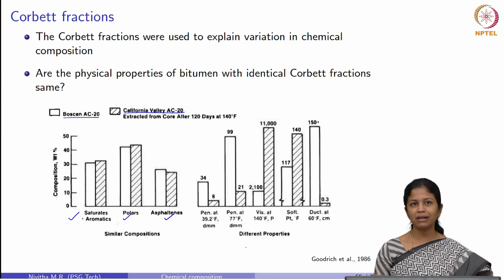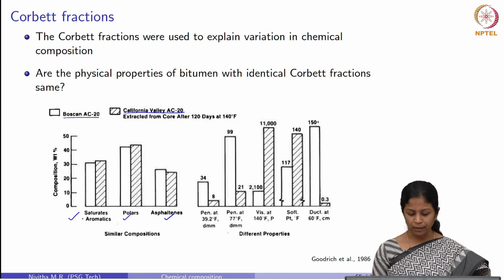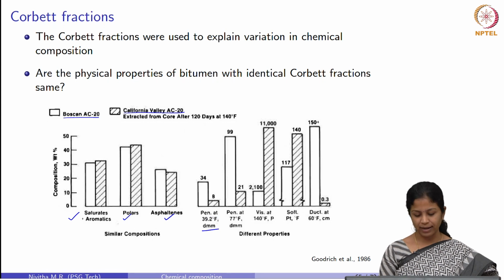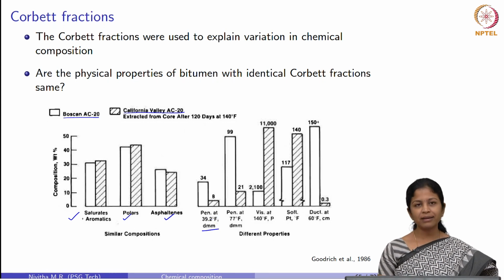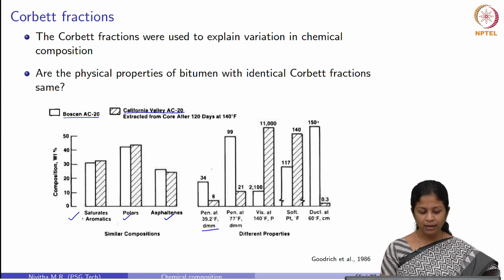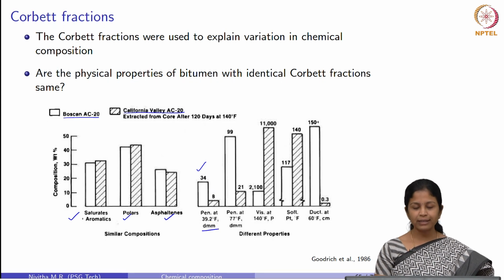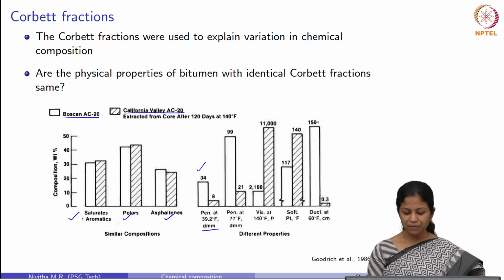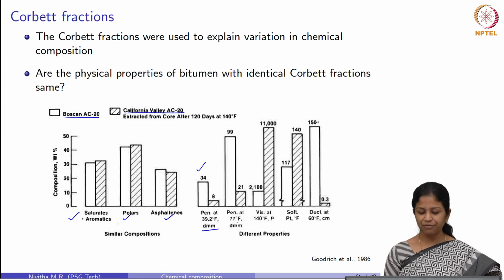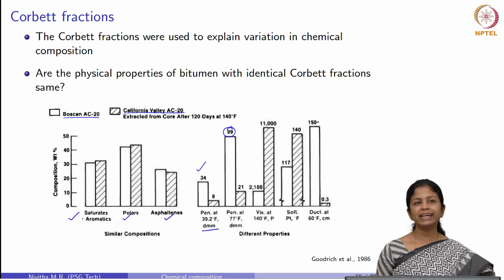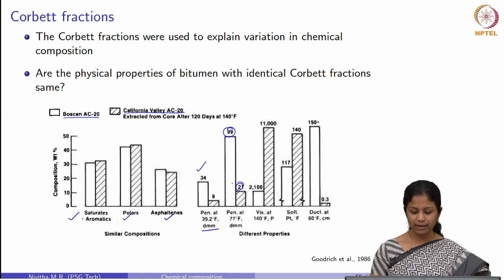But when we look at the physical properties, we can see how they vary. We will start with penetration. We should mind that the units are given in degrees Fahrenheit. When we look at penetration at 39.2 degrees Fahrenheit, we see that the Boscan AC20 has a higher penetration value compared to California Valley AC20. So this one is a softer material compared to the other one at 39.2 degrees Fahrenheit. Next, when we move on to penetration at 77 degrees Fahrenheit, again we can see that this material has more penetration value, indicating that it is a softer material compared to the other case.